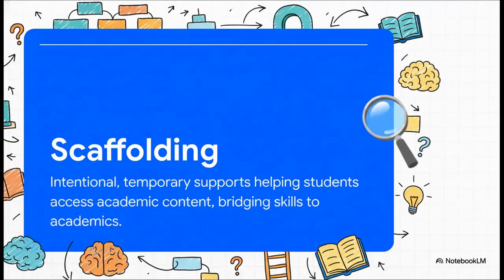So what is scaffolding exactly? Well, think about it literally, like the scaffolding on a building. It's a support structure, right? It's intentional and it's temporary. And this is so important. It's not about lowering our expectations, not at all. It's about building a bridge from where a student is right now to where they need to be so they can access the exact same grade-level content as everyone else.